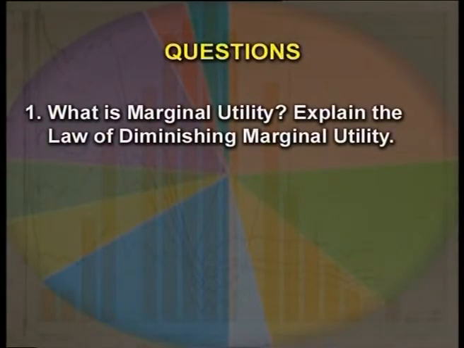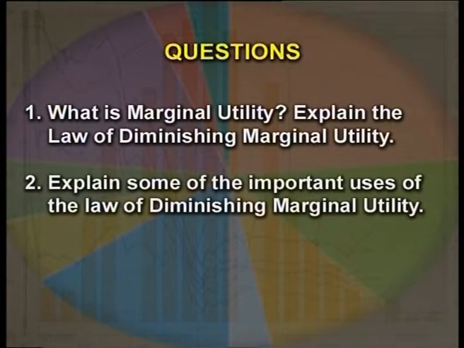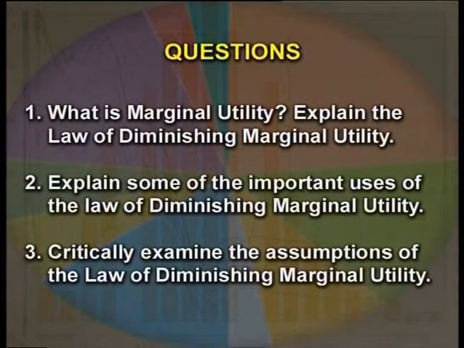Now let me give you 3 questions for your assignment. The first question is, what is marginal utility? Explain the law of diminishing marginal utility. The second question is, explain some of the important uses of the law of diminishing marginal utility. The third question is, critically examine the assumptions of the law of diminishing marginal utility.